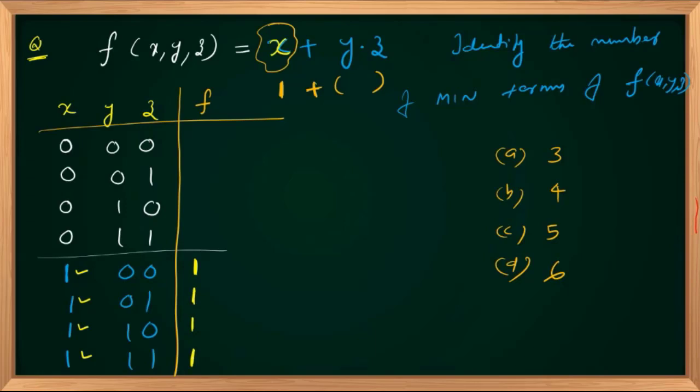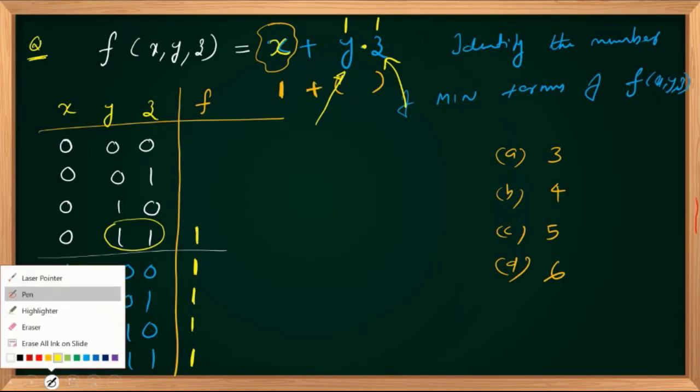Then another possibility is the product y dot z should be equal to 1. What is the condition for the product yz to be equal to 1? Both y should be equal to 1 as well as z should be equal to 1. So the 1 1 condition comes here. So either x equal to 1 or y and z simultaneously equal to 1 will give me function f equal to 1. So I can write a 1 here also.